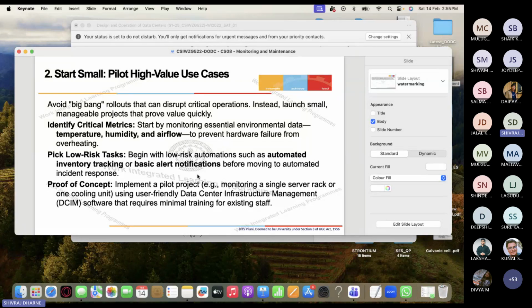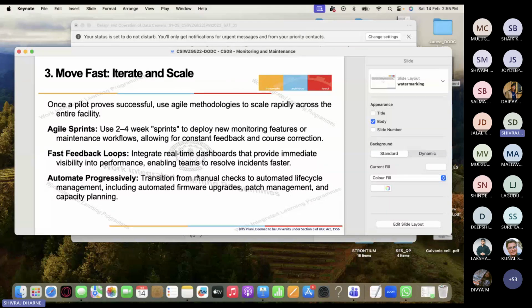So that is what it means. So to ensure that we are not overwhelmed with managing and maintaining the big data center upfront, this is start small. And the third one is move fast. So that means scale up.